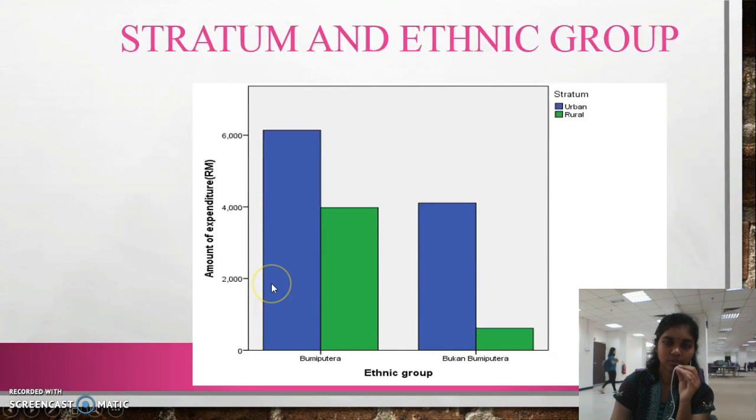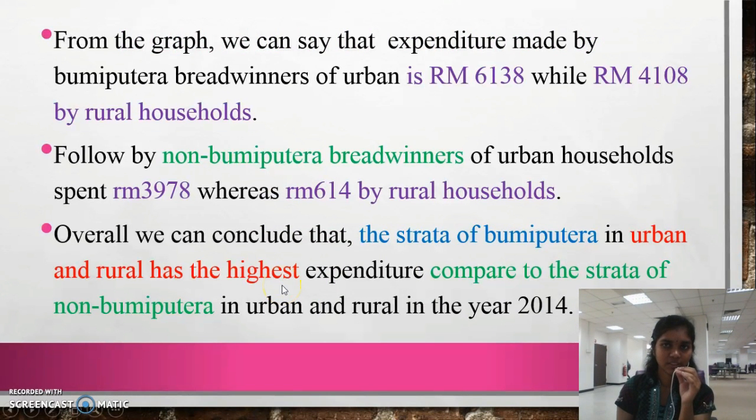This is the bar chart for the comparison between the stratum and ethnic group. From the graph, we can say that the expenditure made by Bumiputra breadwinners of urban is 6,138 ringgit, while 4,108 by rural households, followed by non-Bumiputra breadwinners of urban households who spend RM 3,978, whereas RM 614 by rural households. Overall, we can conclude that the strata of Bumiputra in urban and rural have the highest expenditure compared to the strata of non-Bumiputra in urban and rural in the year 2014.